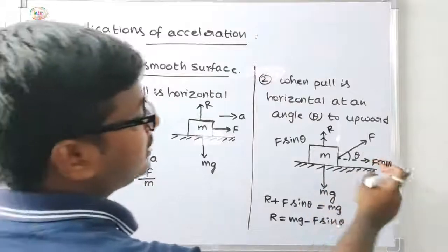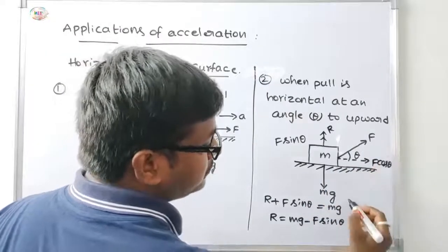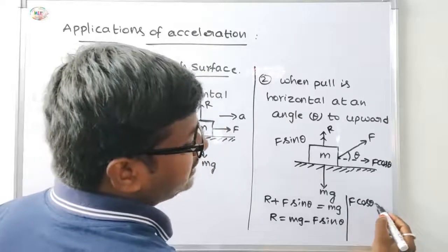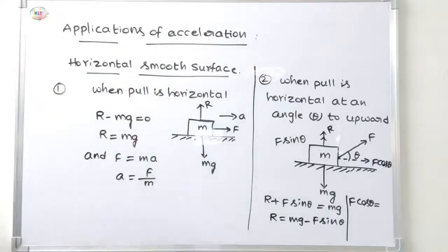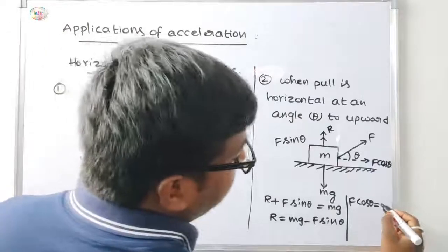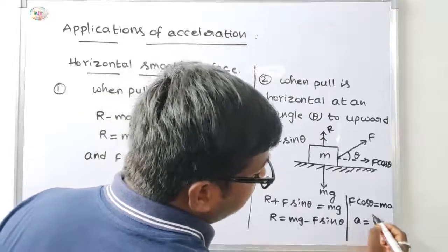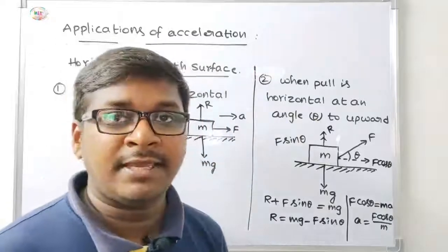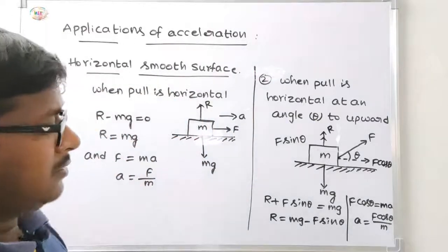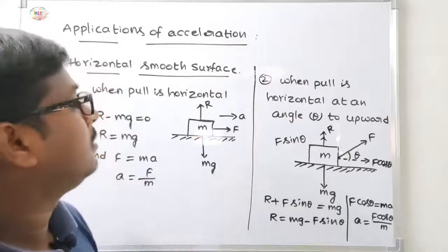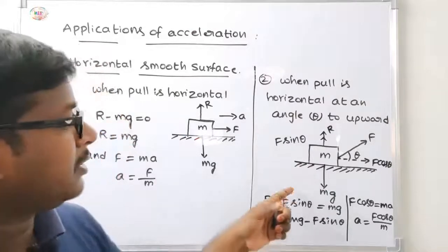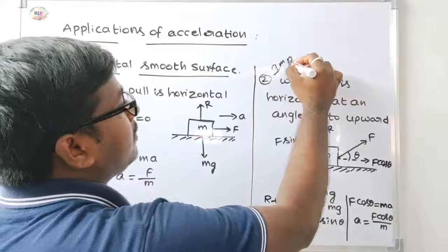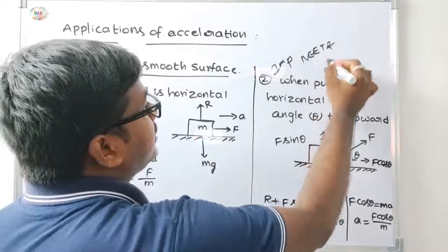One more thing, F cos theta is equal to mass into acceleration, ma. Then a is equal to F cos theta by m. This is how to find the acceleration. This is a very important application for the NEET and JEE Mains level.